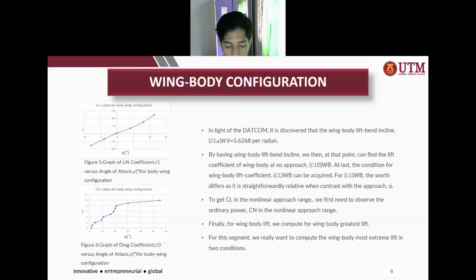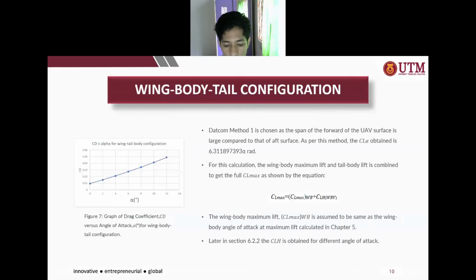For a non-linear approach range, we can see in figure 6 the lift coefficient and alpha in the straight approach range. We can consider that lift alpha differs to the approach increments. Finally, for wing body lift, we compute the wing body greatest lift. For this segment, we want to compute the wing body most extreme lift in two conditions. The first condition is the greatest wing body lift, and the second is the approach of the coefficient of most extreme wing body lift. Next is the wing body tail configuration.